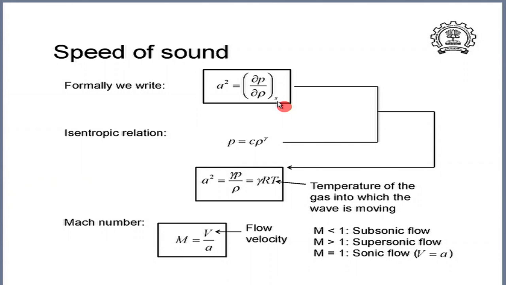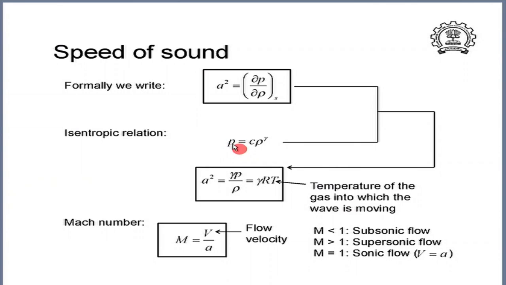And formally, we want to write the square of speed of sound as the partial derivative of P with respect to rho at constant entropy. Now, for an ideal gas, you will recall that if it is undergoing an isentropic process, it will follow a relation which is given by P equal to some constant times rho raised to gamma, where this gamma is the ratio of specific heats.